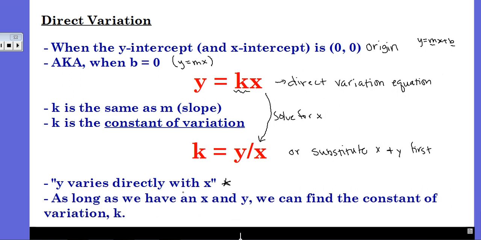And then the last thing, as long as we have an x and a y, so as long as we have one x value and one y value from an ordered pair, we can find that k, just by the way we talked about up here. Okay, so x and y, as long as we have them, we can find k.